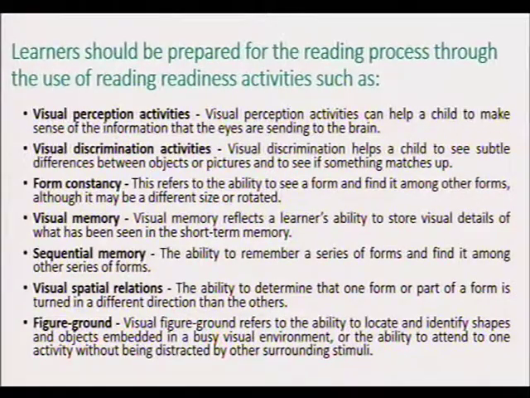Learners should be prepared for the reading process through the use of some different reading readiness activities. There are about 7 of them. The first is visual perception activities. There's also your visual discrimination activities, form constancy. So this is the ability to find a different form in a series of forms. So if you have a bunch of triangles all pointing upwards, there will be one that points down.